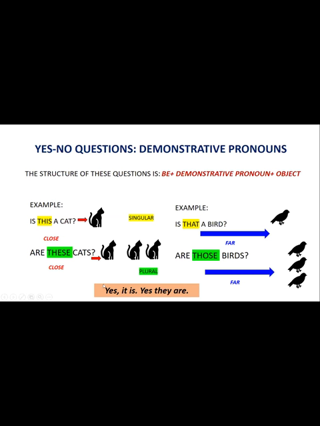Note that in all cases the answer for the singular is yes it is. And the answer for the plurals, no matter whether they are near or far, in this case is yes they are, because what I'm asking is, are they cats? Are they birds? Okay? So see the structure. Be plus demonstrative pronoun, this, plus object, a cat. Be, are, demonstrative pronoun, these, object, cats. Be, is, demonstrative pronoun, that, plus object. Verb be, are, demonstrative pronoun, those, plus object, birds. Okay, so that's the structure.